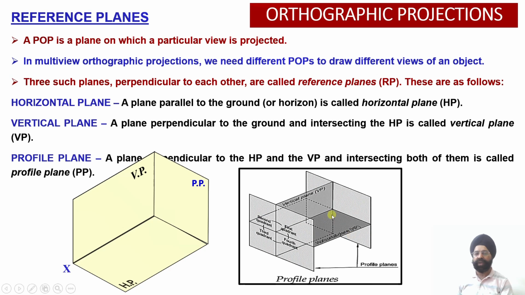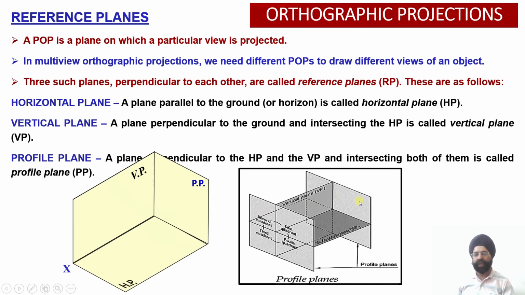Let us say the object is located over here. When the observer is looking at this object from the left side, the image of this object which will be obtained on the right hand side will be called the left side view of the object. So in first angle projection, whenever you look at an object located in quadrant number 1 from the left side, the projection will be obtained on the profile plane, and this profile plane will be opened on this side. So this will be drawn on the right side of the front view.